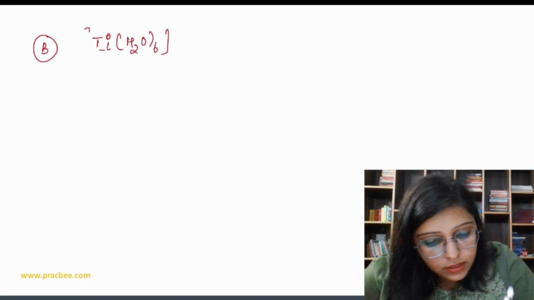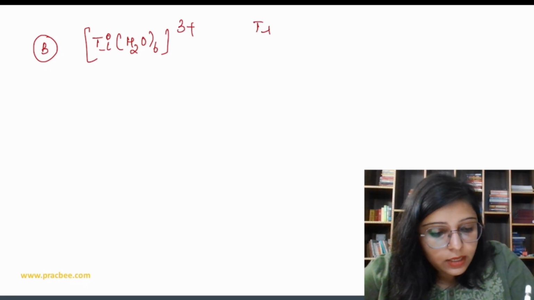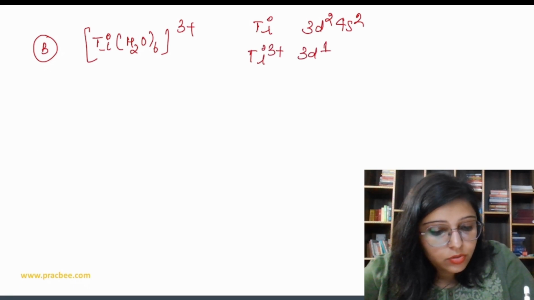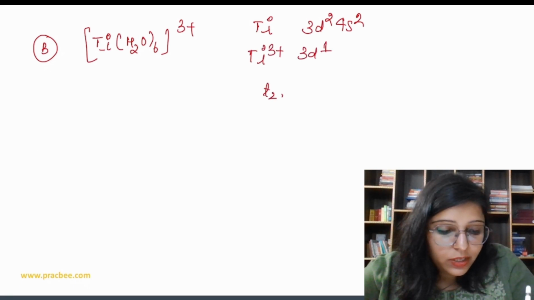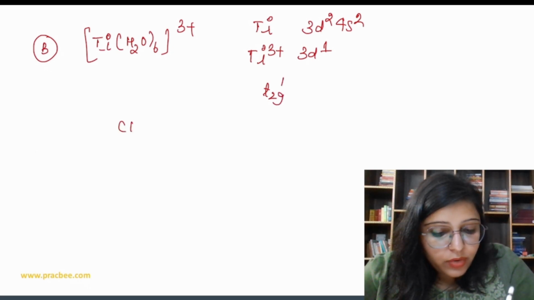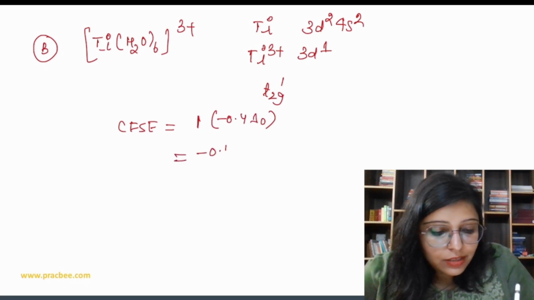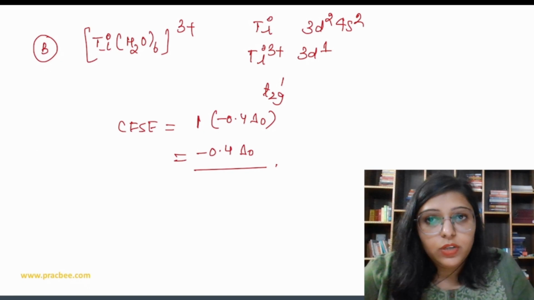[Ti(H2O)6]3+. Titanium is basically 3d2 4s2, so Ti3+ is going to be 3d1. So we have one electron in t2g, only t2g1. So how to find CFSE? 1 into minus 0.4 delta naught. That's it. So this is minus 0.4 delta naught.